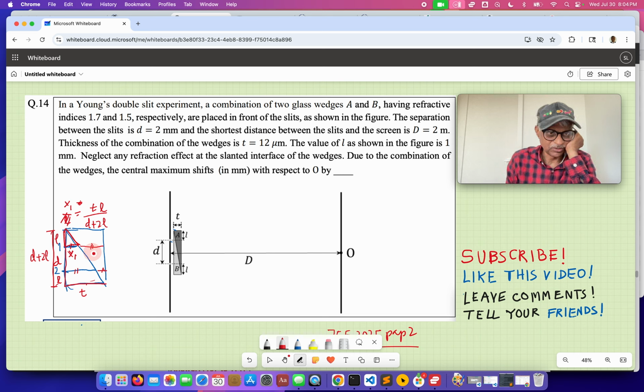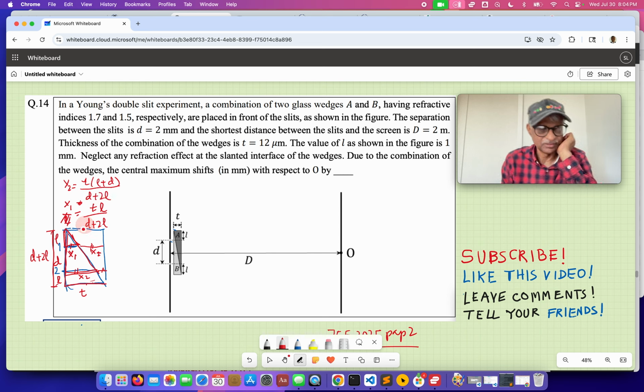Let's call this X2. Well, X2 will be, you can do it by subtraction, or you can just look at this triangle versus the big triangle. The big triangle has, this is X2, and so this will be L plus D, so T times L plus D over D plus 2L.